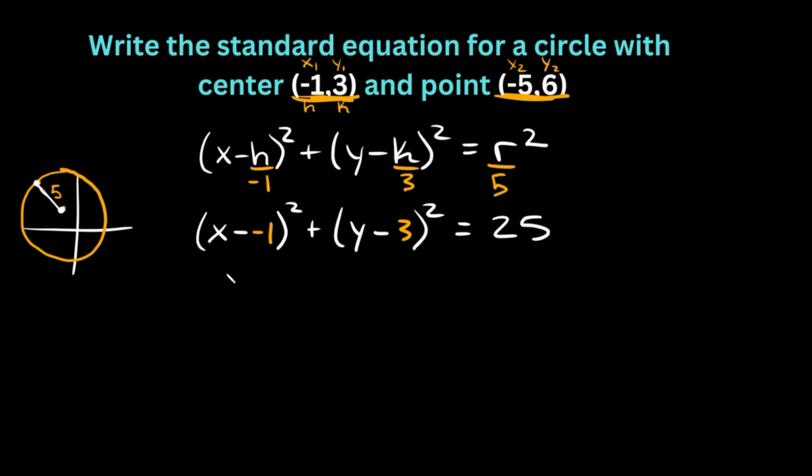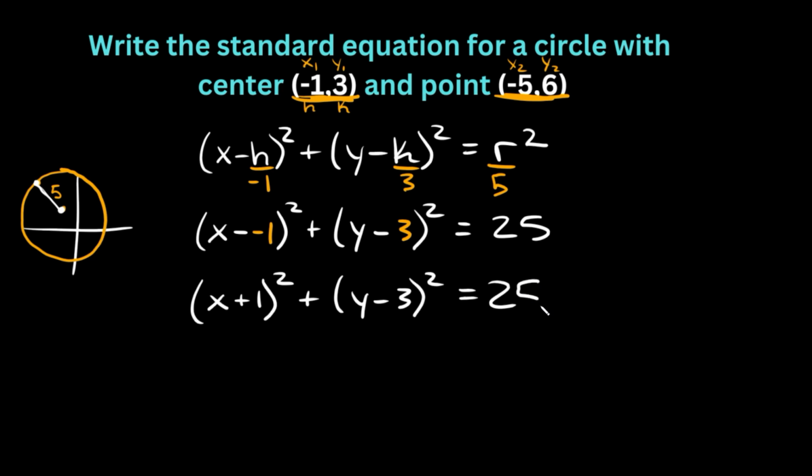So then, simplifying this one last time, x minus negative 1 is the same thing as x plus 1. So we're going to have x plus 1 squared plus y minus 3 squared is equal to 25.